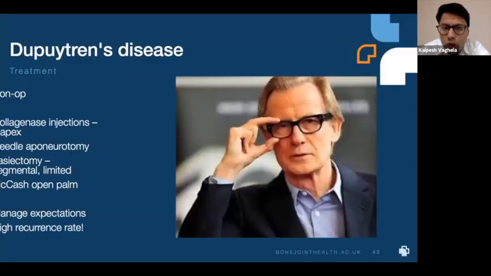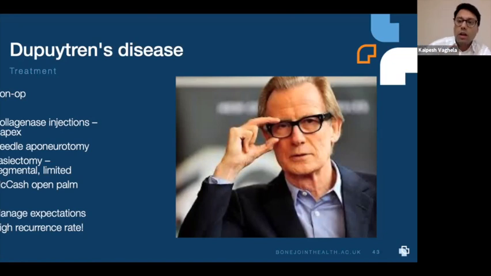So what to do for these patients? There's always an option of not doing anything. This is Bill Nye. You can see in this picture that he's got quite severe 90-degree contractures of his MCP and PIP joint, but he doesn't want anything to be done about it. He's quite openly talked about this and says that it actually doesn't affect his activities of daily living at all. So there is a role for that, and always talk to your patients about treatment for this. There are other treatments out there, so something called collagenase injections.